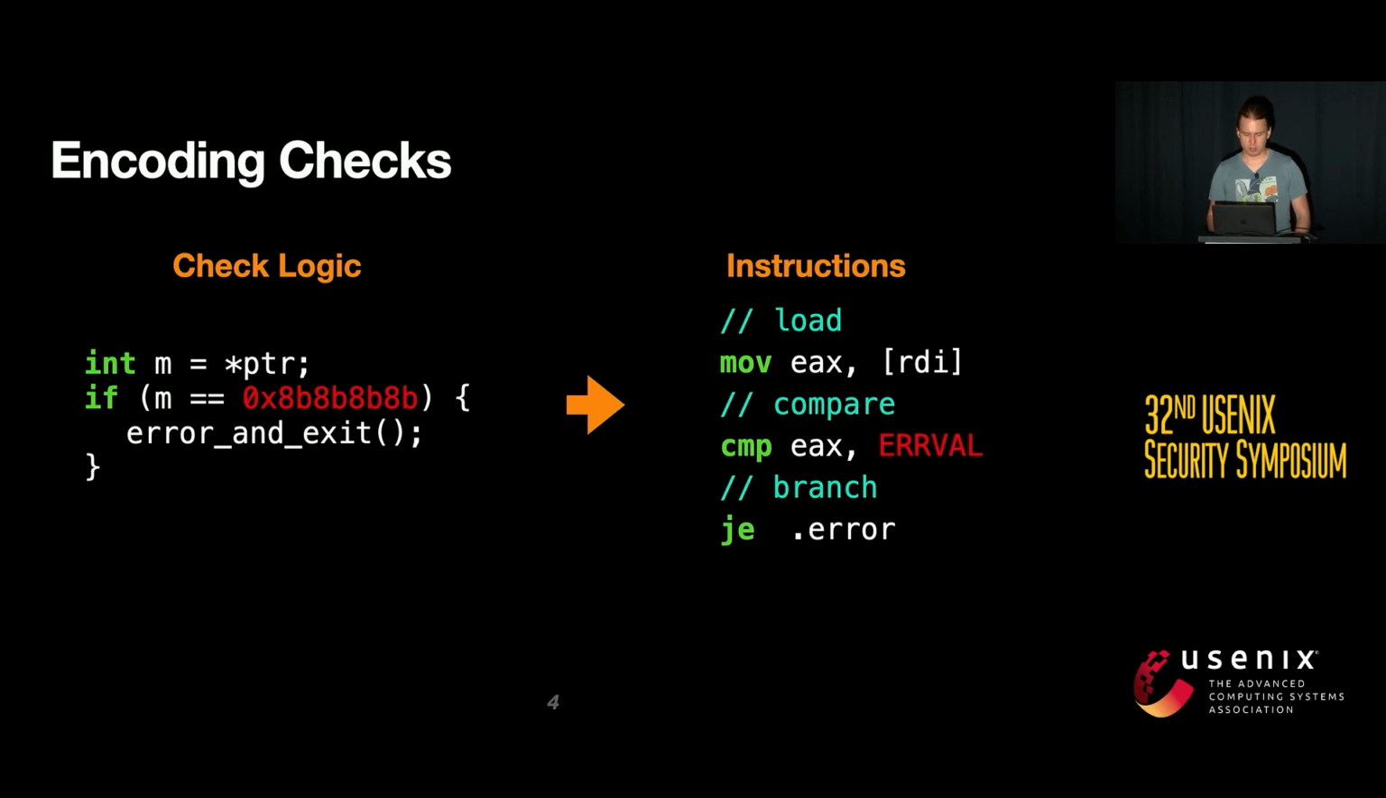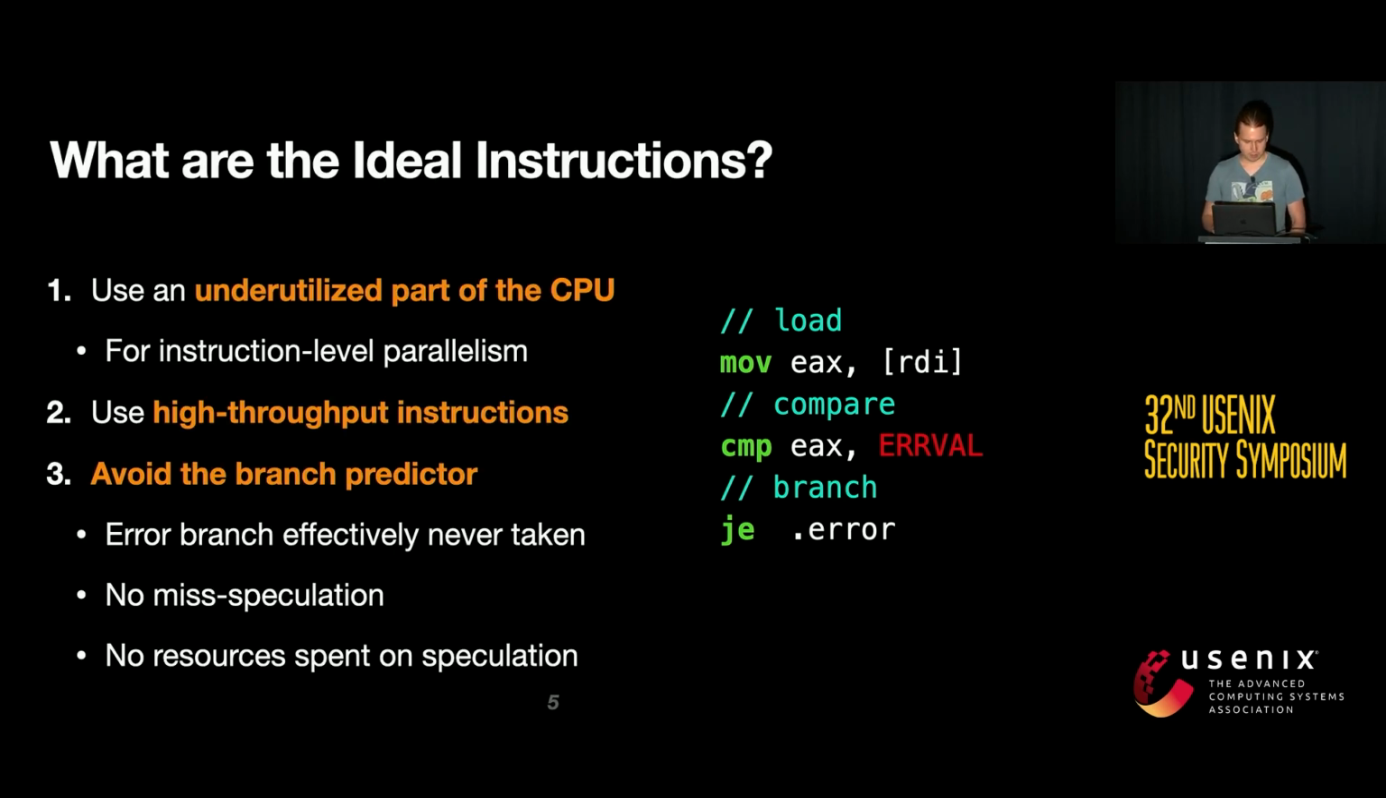The angle we try to approach is to say, well, what if we think about the optimal way to encode this kind of check? What are the things we want to improve? And we came up with 3 things. One is, modern CPUs are kind of weird. They're superscalar, they're out of order. So there's a bunch of ways you can improve performance by using specific instructions.